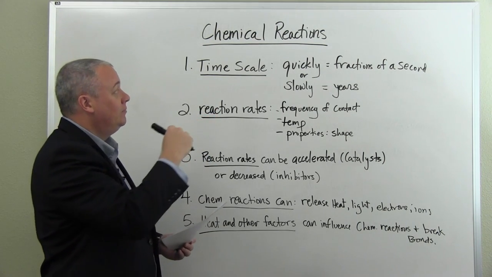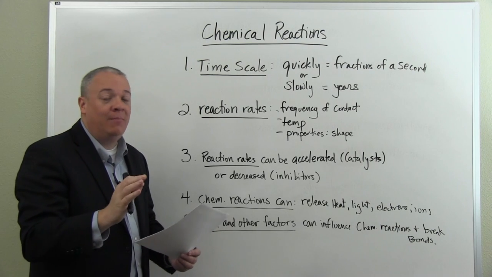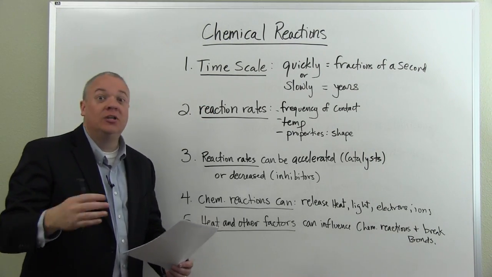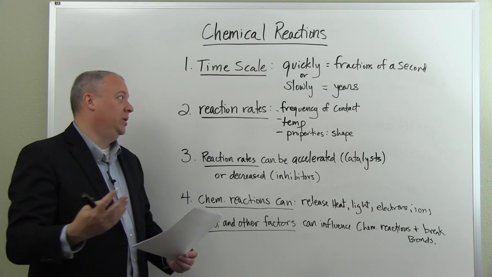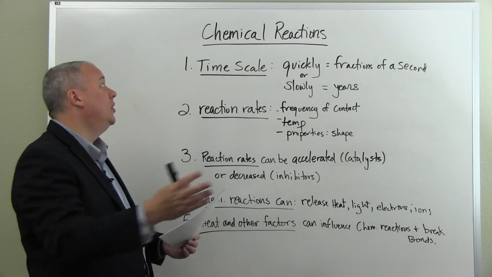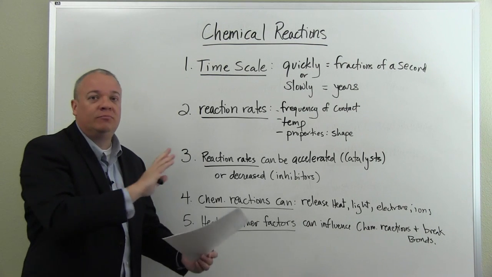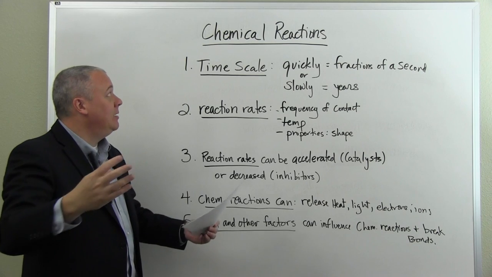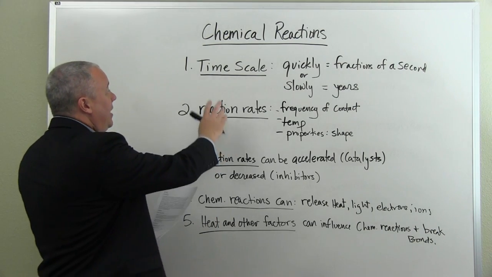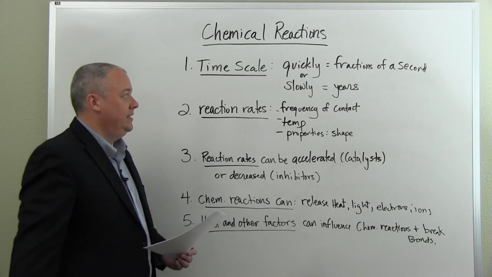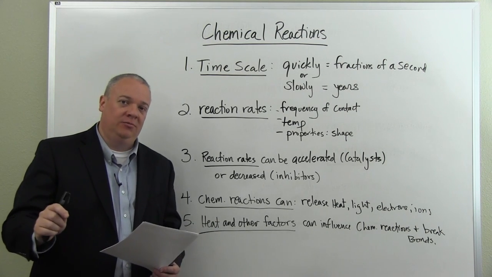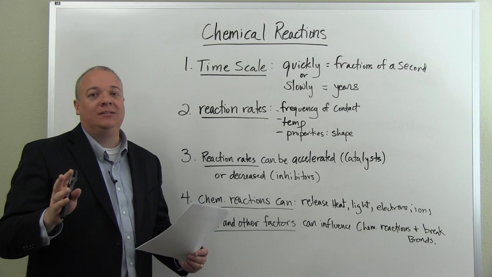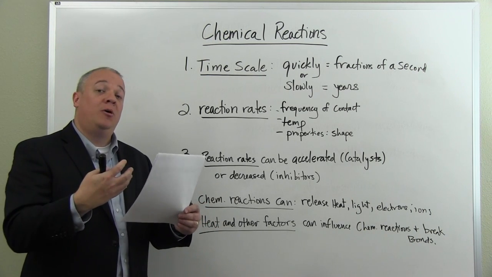From the lower end, just fractions of a second for a chemical reaction to take place, all the way up to the upper end, many years before a chemical reaction fully takes place, and everything in between. When we think about time scale, we also think about reaction rates. What affects reaction rates? In a chemical reaction, we need to think in terms of the frequency of the contact between the chemical components that are reacting.